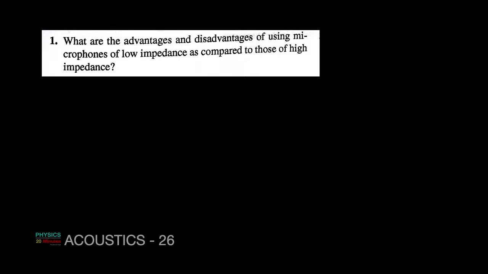What are the advantages and disadvantages of using microphones of low impedance as compared to those of high impedance? I think we have discussed this earlier as well. A low impedance will increase the sensitivity of the microphone, but it has a chance of loading the next stage. So a low impedance microphone like a dynamic microphone, or a high impedance microphone like a capacitive microphone, or a condenser as we call it, can be used.